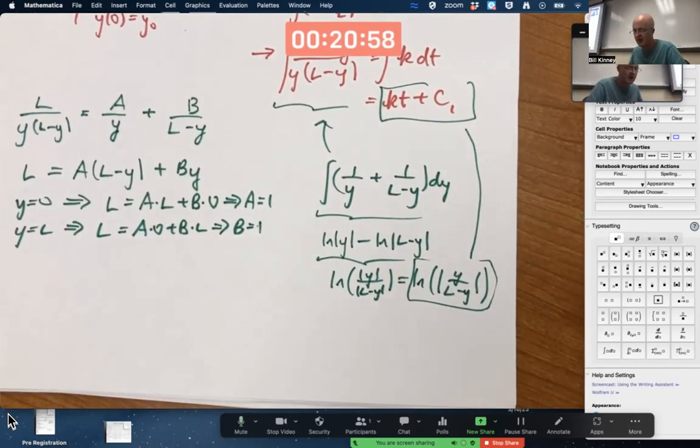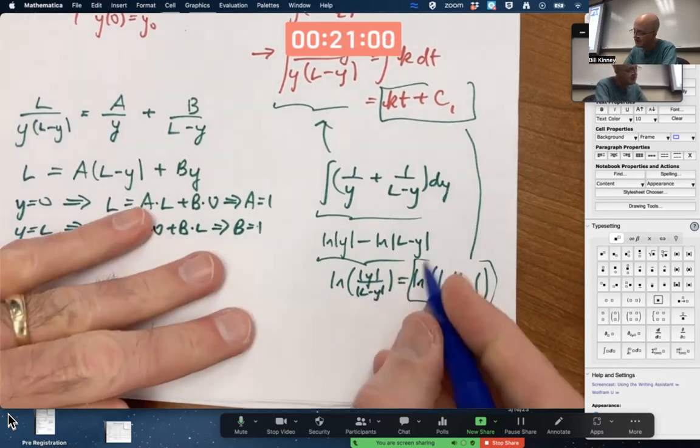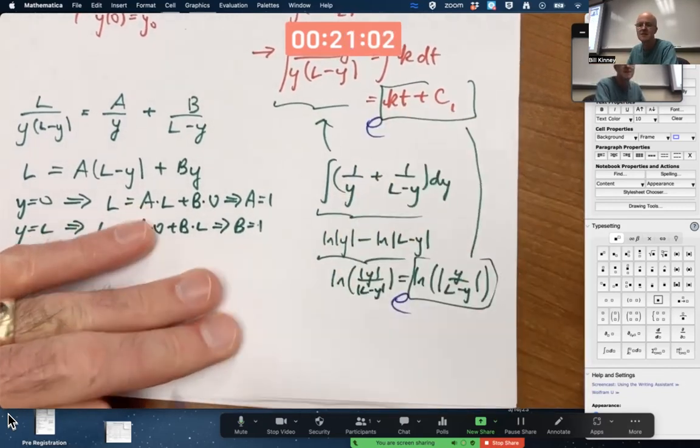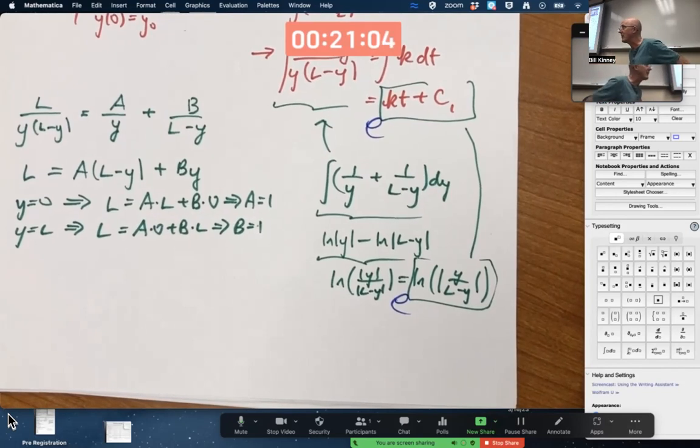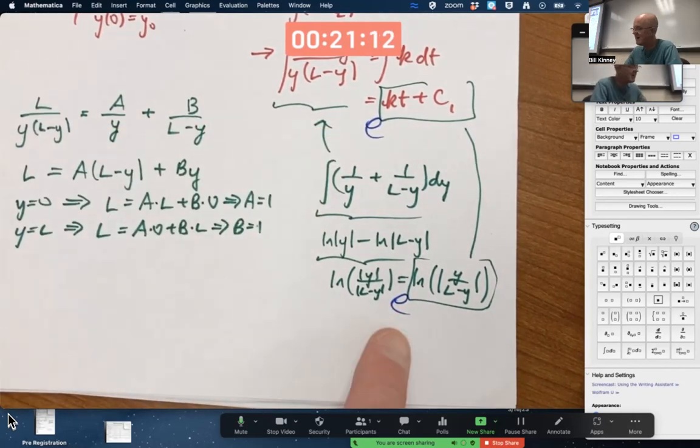Get rid of the natural log first by exponentiation. Being a little sloppy with my work here. Engineering kind of sloppy, putting e's there and there now. Here, the e and the ln cancel, leaving you with the absolute value of y over L minus y. Can I get rid of the absolute value signs? Well, people do, and it gets the right answer. So we will.